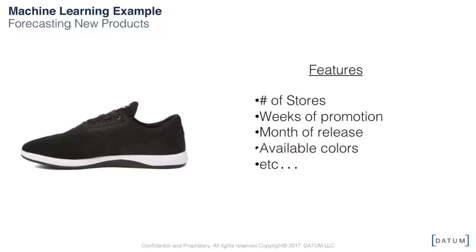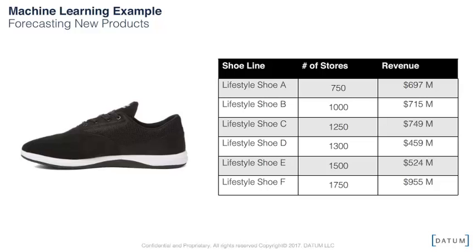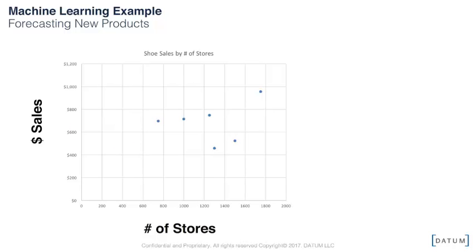For example, let's take a look at one feature, like the number of stores that might carry our shoe. Taking our one feature for the number of stores carrying similar shoes, we could probably find data that might look like this, with the name of the shoe, the number of stores that carried that shoe, and the total revenue those shoes made. And if we were to plot the data on a chart, it might look something like this.